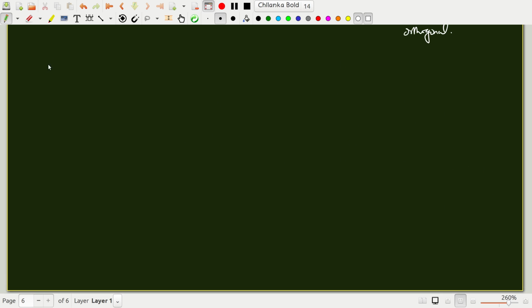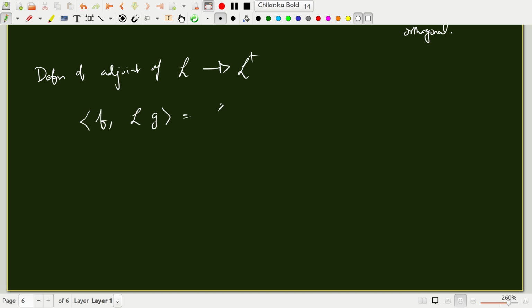Now the definition of an adjoint operator remains similar. The adjoint of L is denoted as L dagger. It's defined in the same way: inner product of f, Lg is inner product of L dagger f, g. Now the key thing about differential operators is that when you write it like this, you will also have some boundary terms. I'll illustrate this with the help of an example.